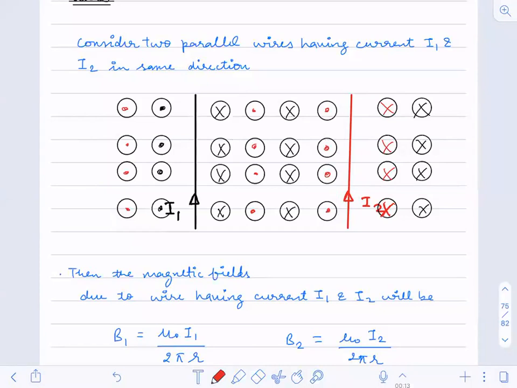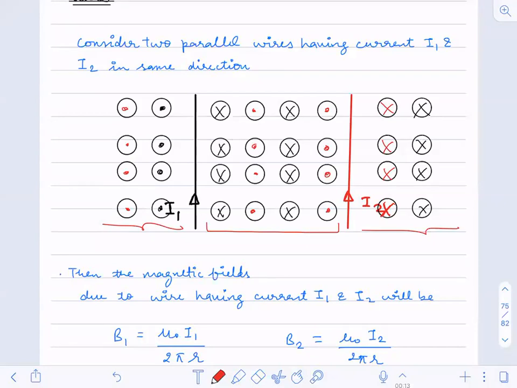So can you see the pattern over here? In this region, if you can see, and in this region if you can see, the direction of magnetic field is either outward or inward. But within this region, one is outward, one is inward. Is it okay? This much is clear to all of you.